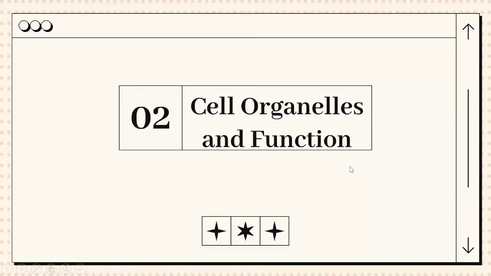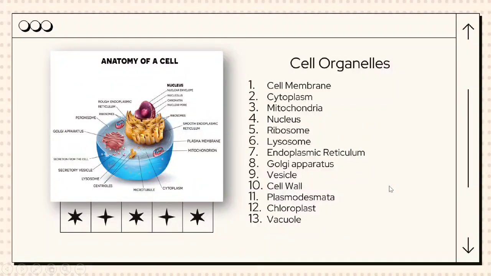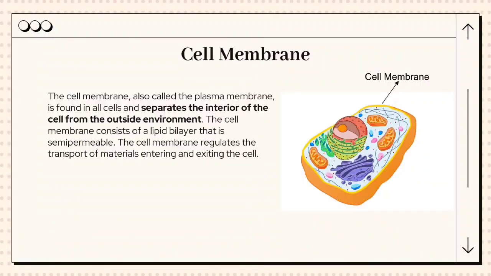Cell organelles and function. A cell consists of some organelles. Some of them are cell membrane, cytoplasm, mitochondria, nucleus, ribosome, lysosome, endoplasmic reticulum, Golgi apparatus, vesicle, cell wall, plasmodesmata, chloroplast, and vacuole. First one is cell membrane. Cell membrane, also called the plasma membrane, is found in all cells and separates the interior of the cell from the outside environment. The cell membrane consists of a lipid bilayer that is semi-permeable.